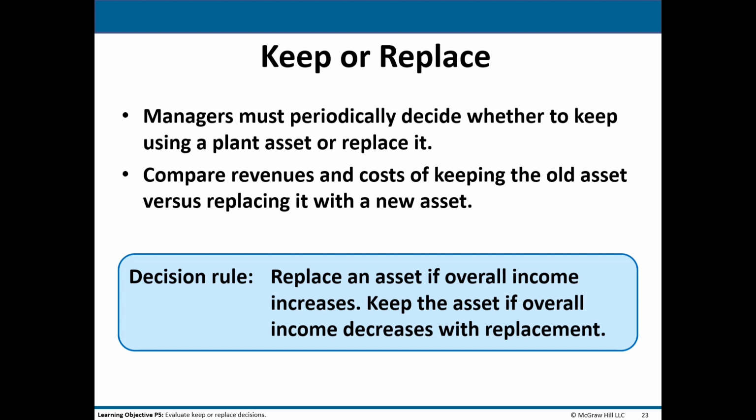new asset. Relevant revenues and costs include any change in variable manufacturing costs with the new asset and the net cost of the new asset, computed as the purchase price minus any trade-in allowances or cash received from the sale of the old asset. So the decision rule here is replace an asset if income increases, but keep the asset if income decreases from the replacement.